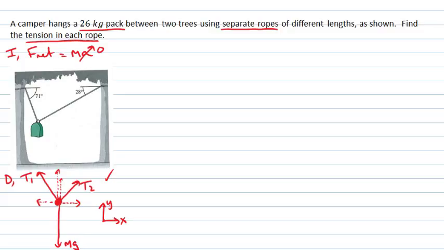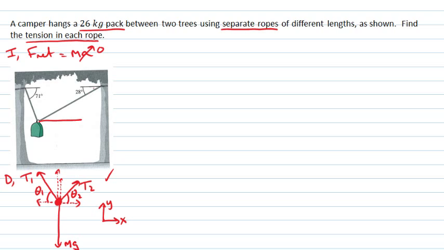And then we need to resolve the angles that we have here. And so hopefully you recognize that this angle here would be 71 degrees. I'm going to call that theta 1 for the moment. And this angle here is going to be our 28 degrees. That's going to be theta 2.